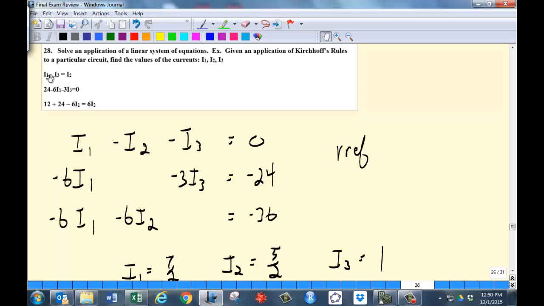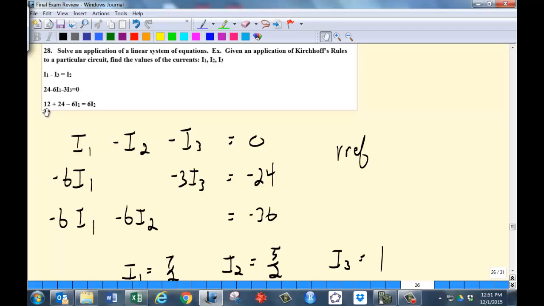I1, I2 subtract over, which is minus I3 is equal to 0. And then 6I1, we don't have an I2, we have a minus I3, and then subtract the 24 over. So we want to get, it said 0, but we actually want to get all the numbers on the right hand side.